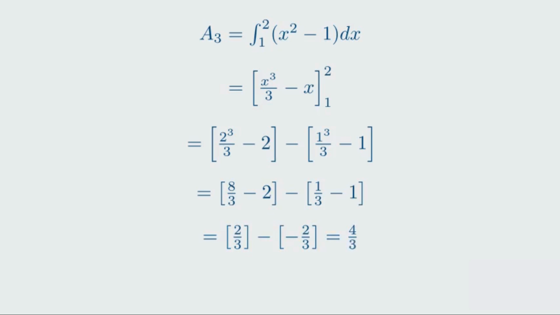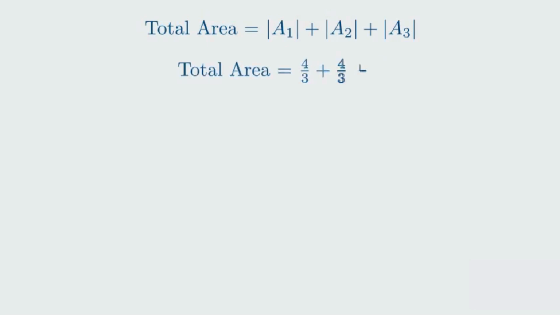We're almost there. We have the absolute areas of our 3 regions. The total area is the sum of these 3 values. Now, we just need to plug in the areas we calculated and add them up. This gives us 4/3 plus 4/3 plus 4/3. Adding these together, we get 12/3, which simplifies to 4. So, the total area enclosed is exactly 4 square units.